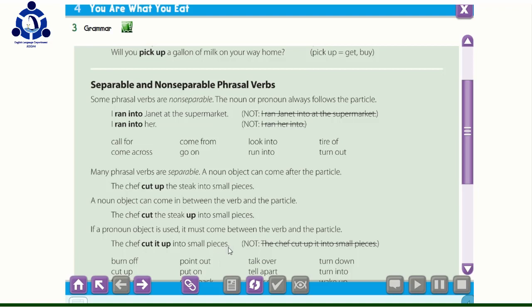In this case, the pronoun object must come between cut and up, or the verb and the particle in a phrasal verb. Okay? You cannot say it like this: the chef cut up it. It would be wrong. Okay? If it is a pronoun, it must come between the verb and the particle. Okay?